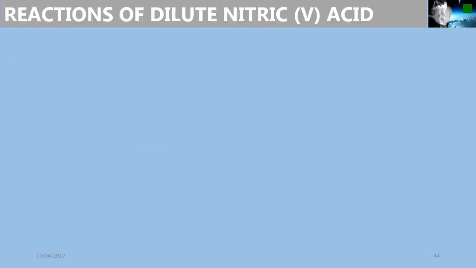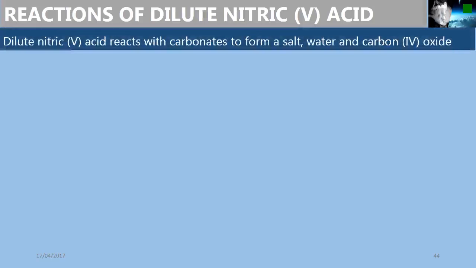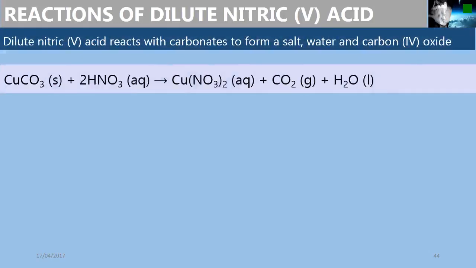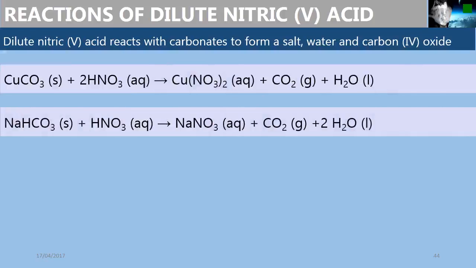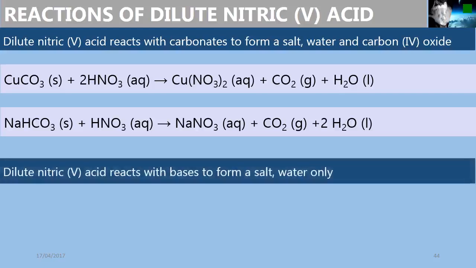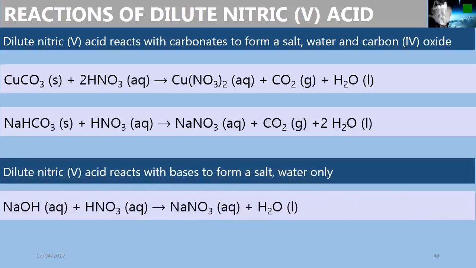Some common reactions of dilute nitric acid include: dilute nitric acid reacts with carbonates to form a salt, water, and carbon 4 oxide, just like any other typical acid, according to these equations. They also react with hydrogen carbonates to form similar products, like in the equation of sodium hydrogen carbonate and nitric acid, to form sodium nitrate, carbon 4 oxide, and water. Dilute nitric 5 acid reacts with a base or bases to form a salt and water only. This is also another typical reaction between acid and bases.